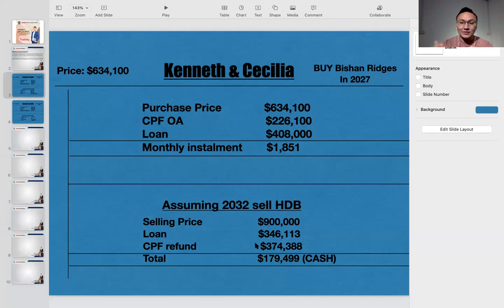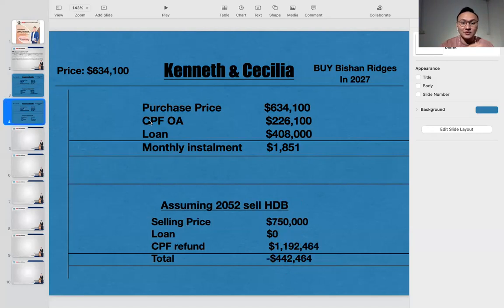But let's go down the line. Let's say 5 years down the road, after we MOP, we don't want to sell our house. Let's see when we fully pay our HDB in 25 years' time, what will be the difference? The top portion is the same. For the bottom portion, assuming we sell it in 2052, 25 years down the road, we will have fully paid the house.